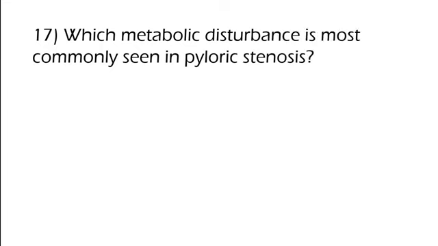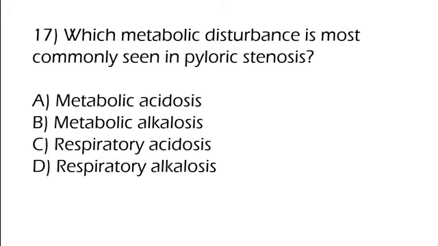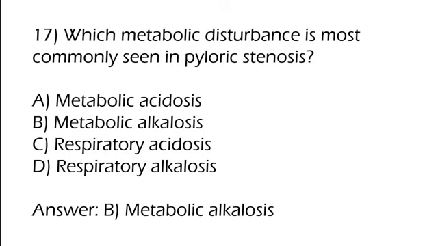Which metabolic disturbance is most commonly seen in pyloric stenosis? Metabolic acidosis, metabolic alkalosis, respiratory acidosis, respiratory alkalosis. The correct answer is option B, metabolic alkalosis.